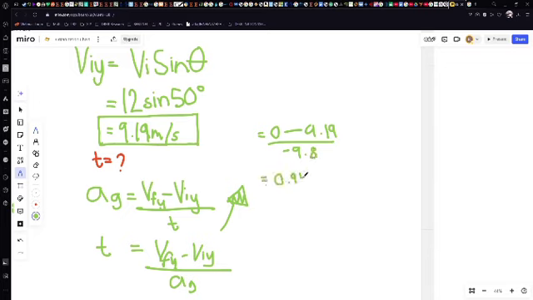But we are looking for the total time it takes. So to look for the total time, we just multiply our time by 2. So we would have 0.94 multiplied by 2, which is 1.88 seconds.